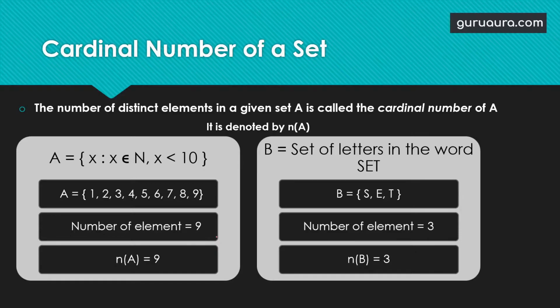Here's another set B with 3 elements S, E and T. So the number of elements in this case is 3. That is, the cardinal number of set B is 3.